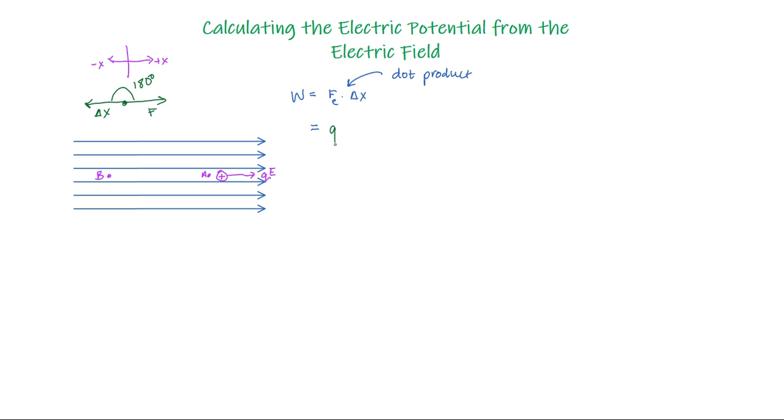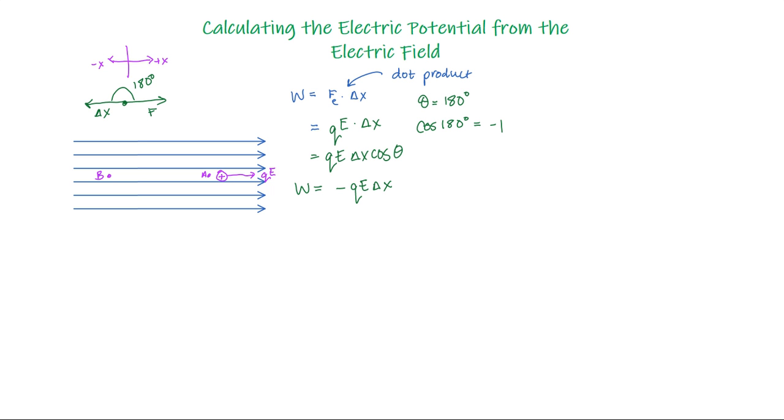So really what I'm writing here is QE dot delta x, and being a little bit redundant here, just to really hammer this point home as to why this is going to come out to be negative. The cosine of the angle here, of course, is going to be 180 degrees. The cosine of that is -1. And so the work value comes out as negative QE delta x in this situation. So this is the work done by the field moving from A to B, and the force and the displacement are opposite one another, hence the negative sign.